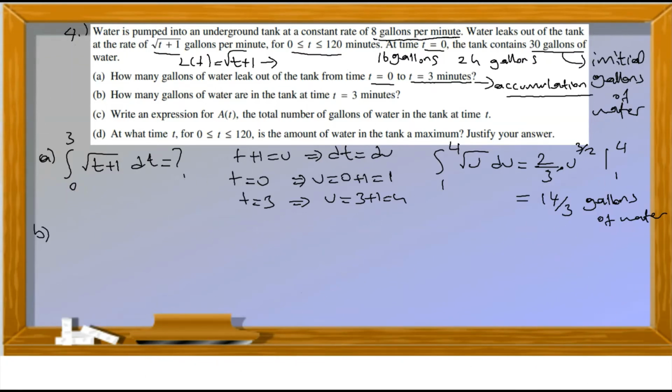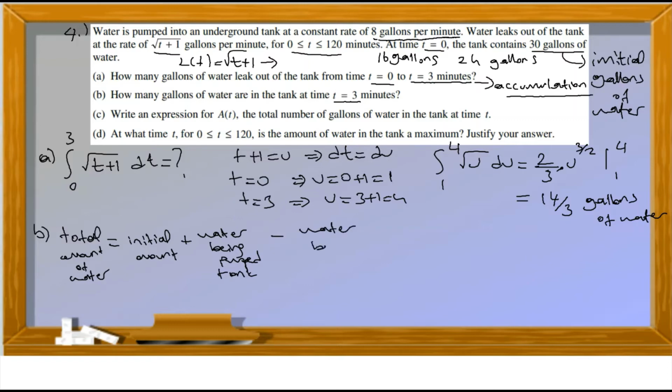Let's move on to part B. This asks how many gallons of water are in the tank at time t equals 3. The way we approach this problem is that the total amount of water is going to be equal to the initial amount of water, plus the water being pumped into the tank in the first 3 minutes, minus the water being leaked out of the tank.